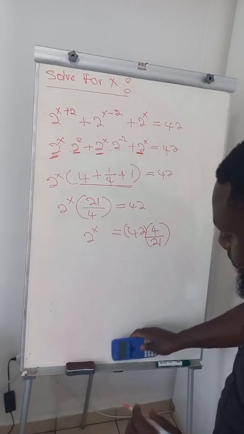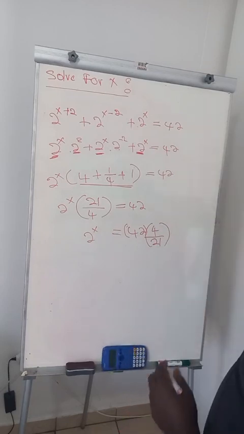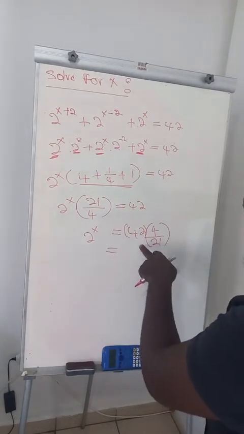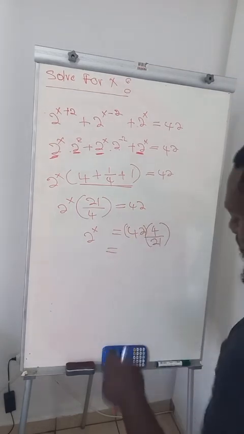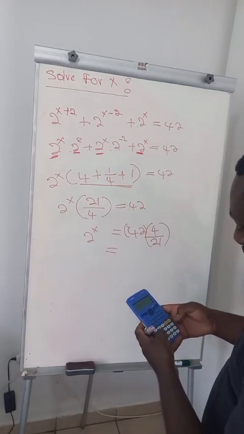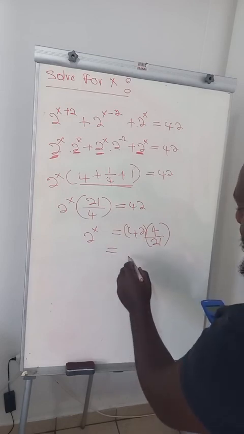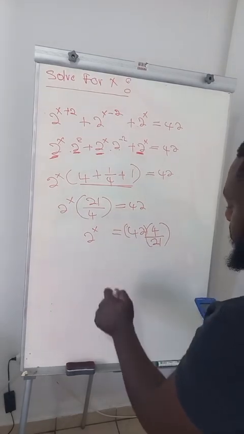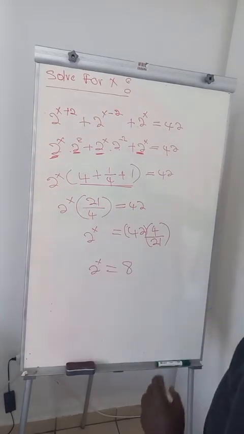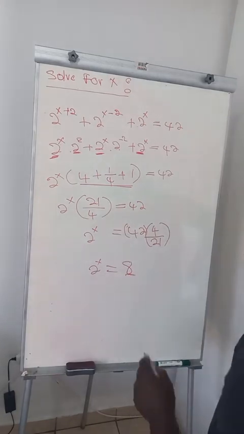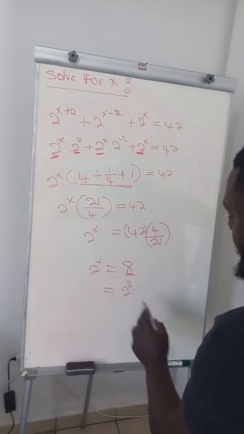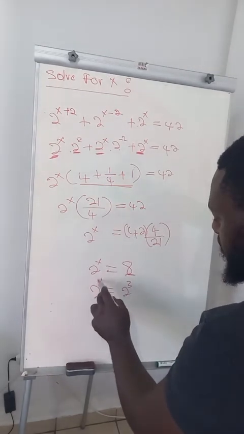So now, when you have something like this, you can use a calculator here actually. You can just say 42 multiplied by 4 divided by 21. You'll see that you get an 8. You get 8 to the power of x. Now, what is 8? 8, you can rewrite it in the form of 2 to the power of 3, if I'm not mistaken. And then here to be 2 to the power of x.